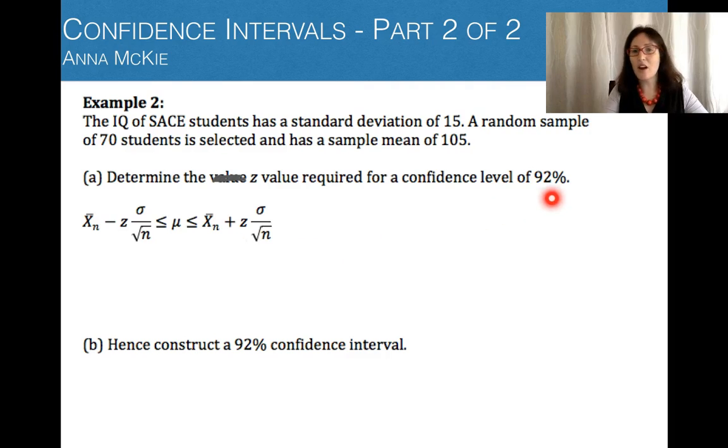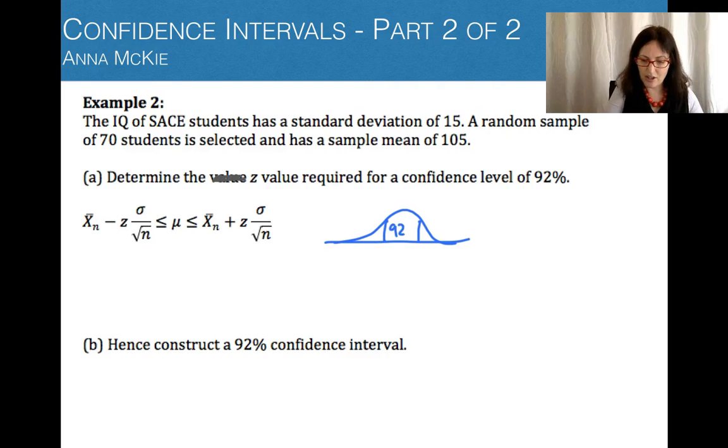1.96. So thinking 92%, smaller interval, so what might your Z score be? Bigger or smaller? Smaller. What we're actually trying to work out here, I find it helpful to have a little picture, is in here is our 92%. Our mu is going to be in the middle, and we've got a Z score either side. So what's left over? The complement, 8%, and you have to evenly split that between the two endpoints. So we're going to have 4% there and 4% there.